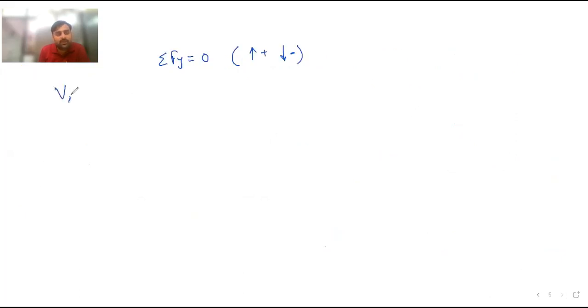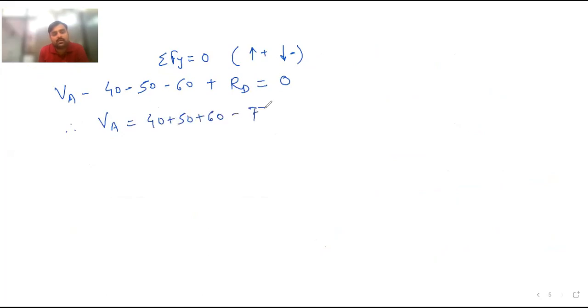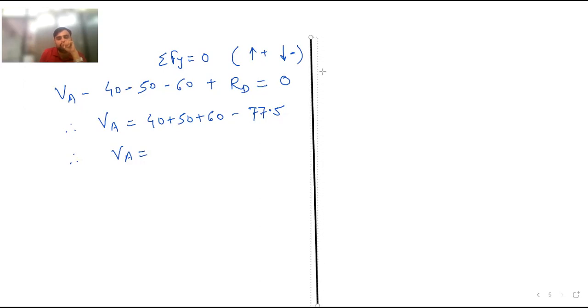So here I will write VA minus 40 minus 50 minus 60 plus RD is equal to 0. Therefore, VA is equal to 40 plus 50 plus 60 minus RD, which is 77.5. Therefore, VA is equal to 72.5. Positive or negative? Positive. So our assumed direction is correct.